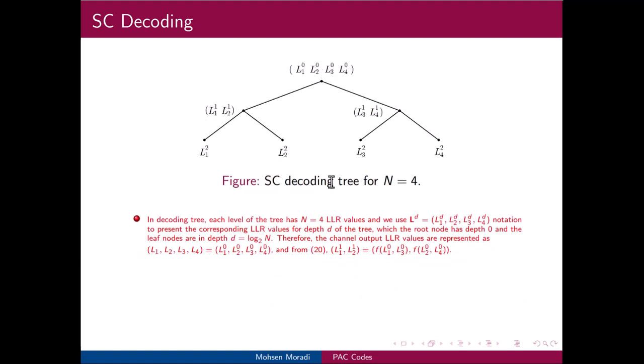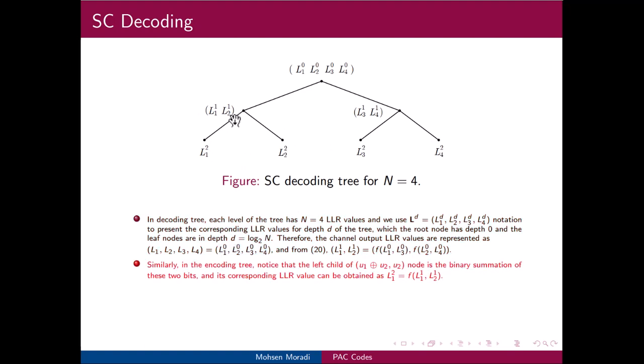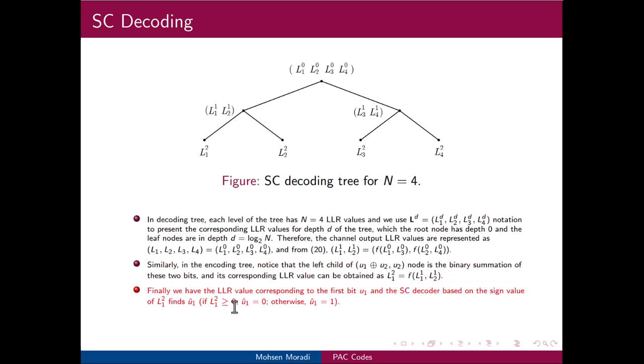This is a successive cancellation decoding tree. These LLRs are the LLRs that we obtain from the channel, L1, L2, L3, L4, which for the binary input AWGN channels are 2yi over sigma squared. So we show it in our notation. For the first level it is 0, the second level is 1, and the third level is 2. Now we use the f function over here to obtain these LLRs. This is the first step. Similarly, we use the f function over these two to obtain this one. If its LLR is more than or equal to 0, we estimate U1 as 0. Otherwise, we estimate it as 1.